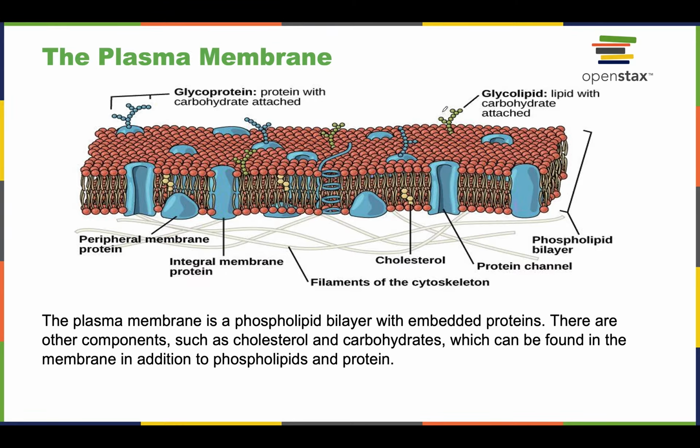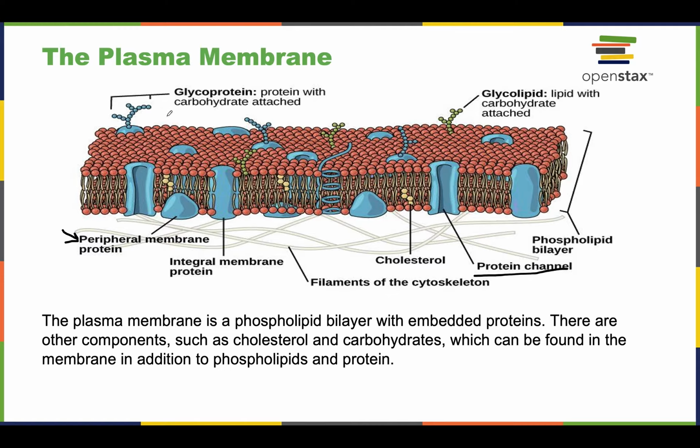Other things that are in the plasma membrane are these carbohydrates that are attached to either the proteins that are sitting in the plasma membrane, or they're attached to the phospholipids. If the carbohydrate is attached to the protein, we call this entire thing a glycoprotein. And when the carbohydrate is attached to the lipid, we call it glycolipid. And usually these glycolipids, and specifically the carbohydrate part of them, are involved in cell-to-cell interaction.